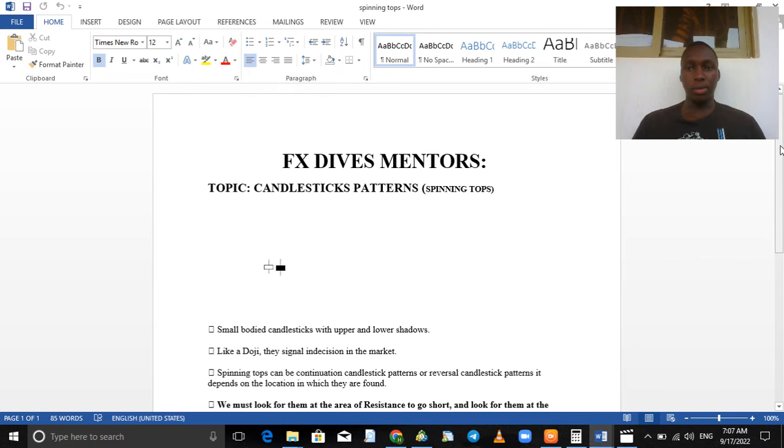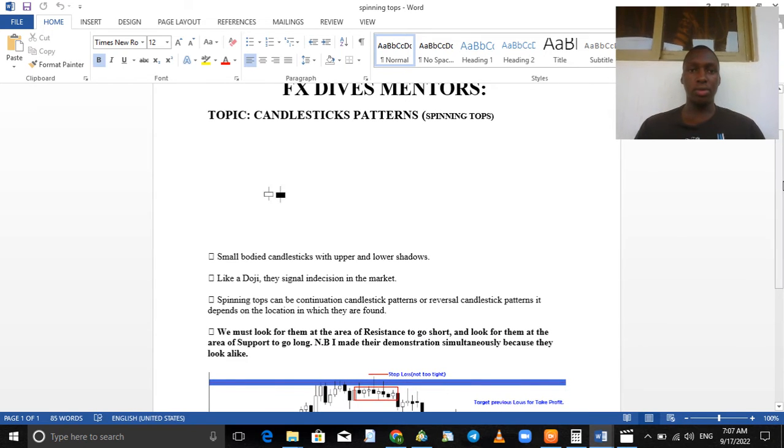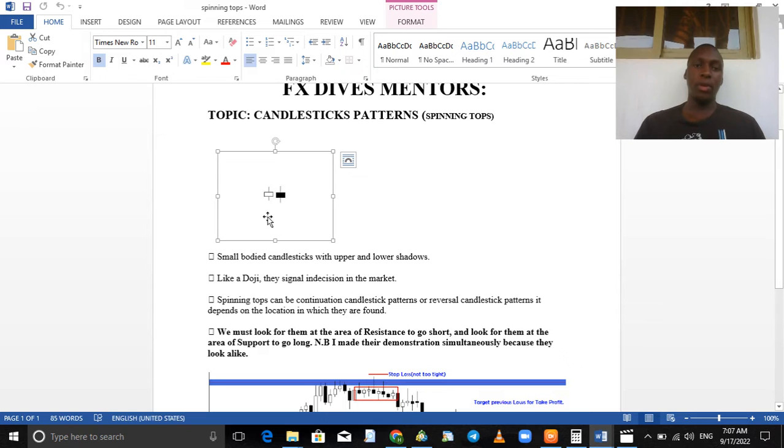Now in today's topic I'm going to be explaining more about candlestick patterns which are called spinning tops. Spinning tops are small body candlesticks with upper and lower shadows. They are sort of like a doji. They signal indecision in the market. Now when you look at this, let me highlight them. When you look at these spinning tops, they are sort of like dojis.